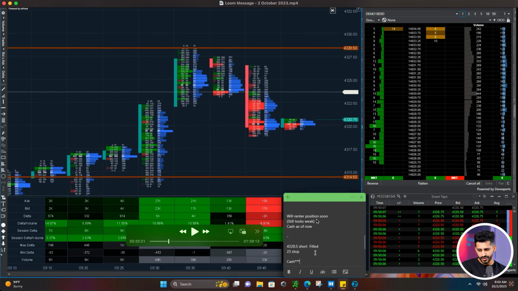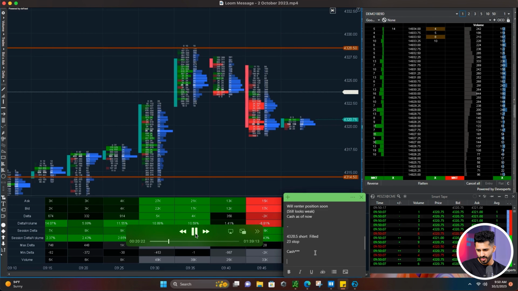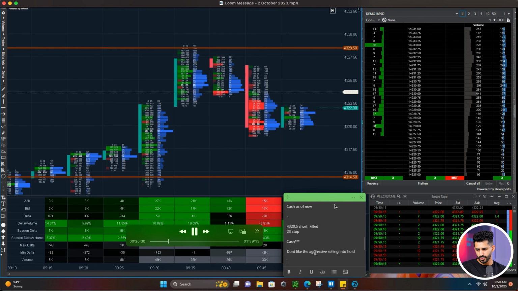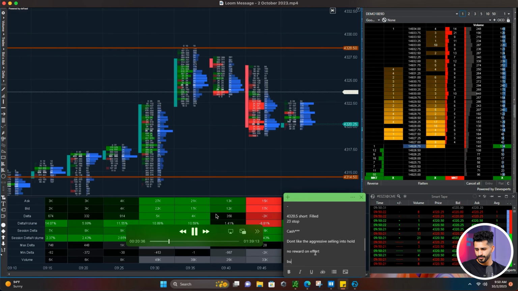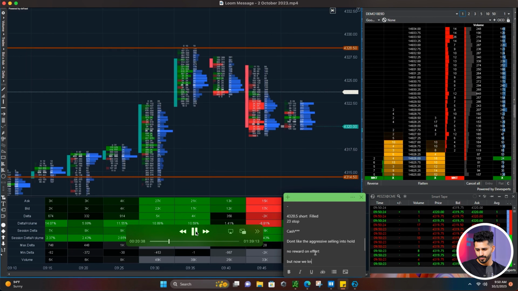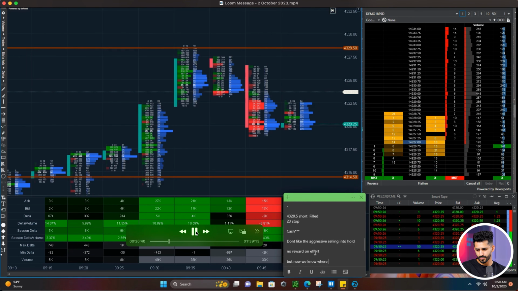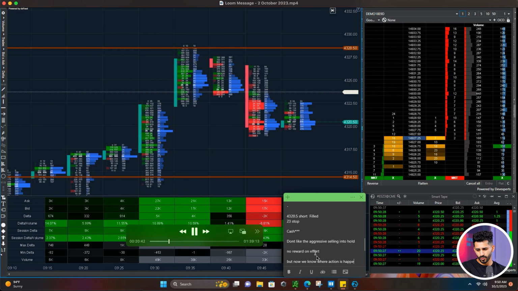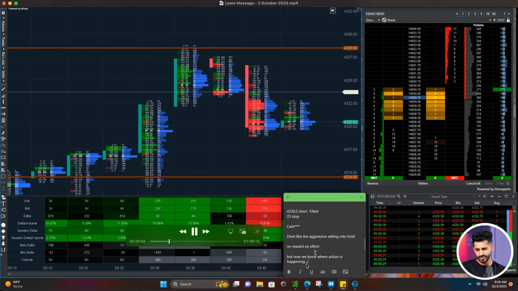Right, so I go, will re-enter position soon. Still looks weak. Cash as of now, right? Cash. So right now I exited. These are essentially two scratch trades. I'm like, don't like the aggressive selling, right? So we get aggressive selling. Hold is happening. We're picking back up. No reward and effort, but now we know where action is happening.